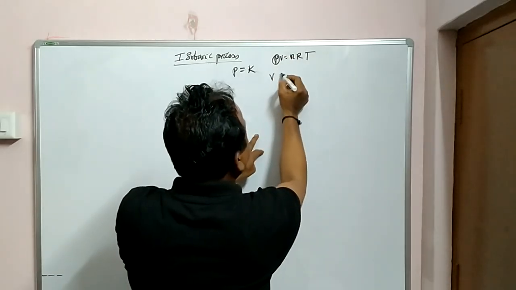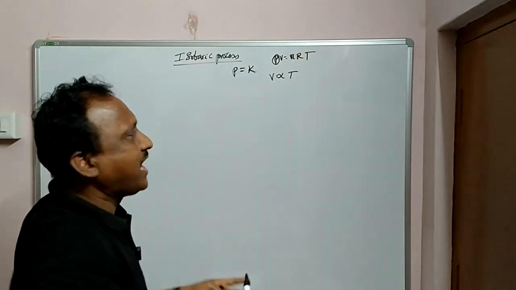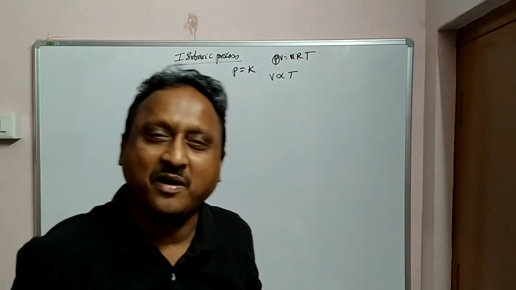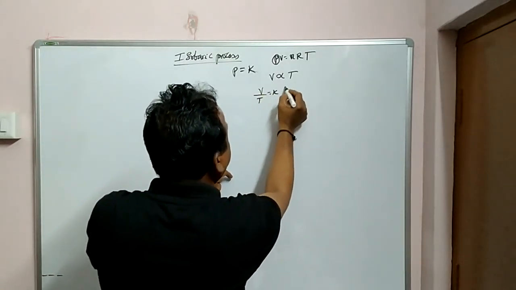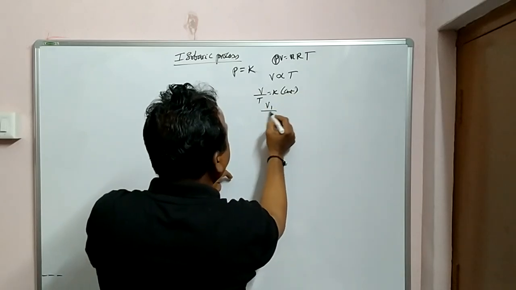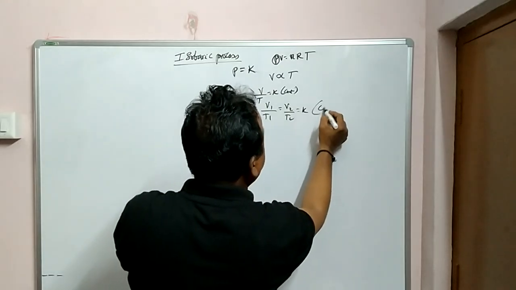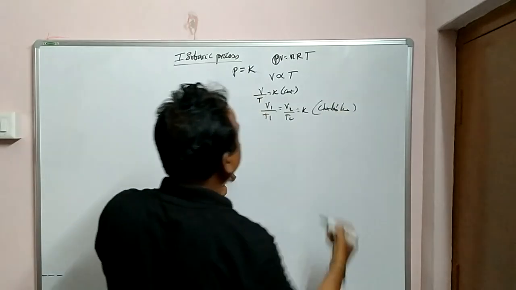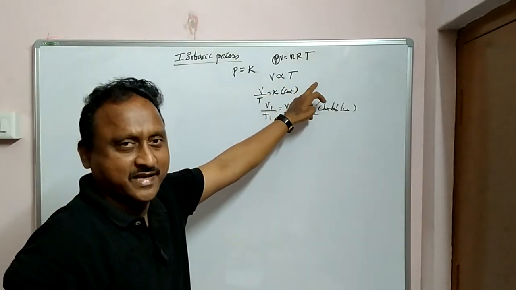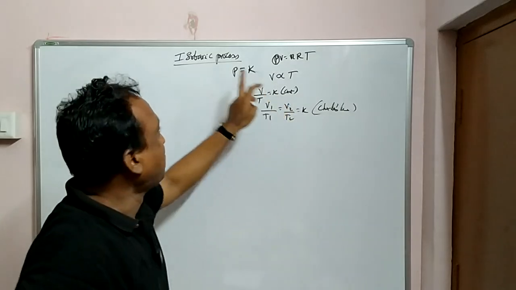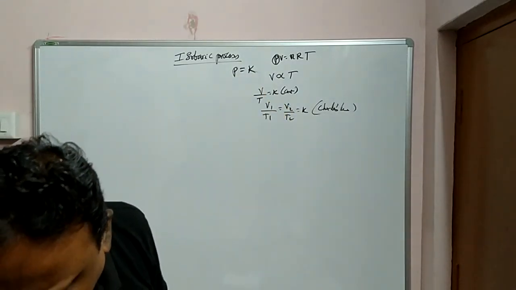V is directly proportional to T because n is again moles, R is again constant. So V proportional to T. Who is this? Charles' law. In isobaric process, V proportional to T means V by T is equal to constant, or V1 by T1 is equal to V2 by T2 is equal to constant. And this is nothing but Charles' law. At constant pressure, the volume of a given mass of gas is directly proportional to absolute temperature, given by the scientist Charles. So in isobaric process, pressure constant means V proportional to T. Okay, it is nothing but Charles' law.